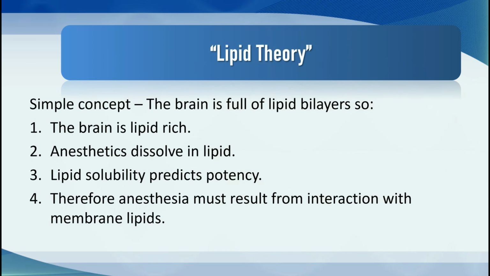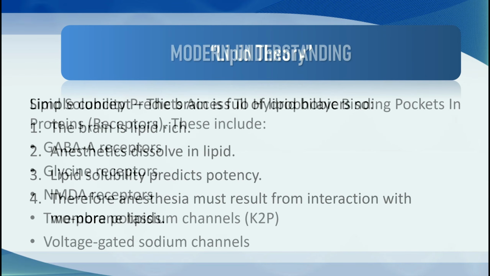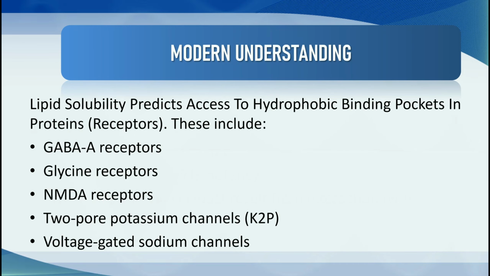hypothesis. And the simple concept of that theory was that the brain is full of lipid bilayers, the brain is lipid rich, anesthetics dissolve in lipid, solubility predicts potency, therefore, anesthesia must result from interaction with membrane lipids. This has, of course, changed as we have learned so much more about physiology.